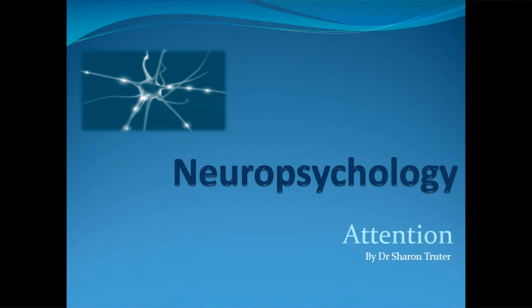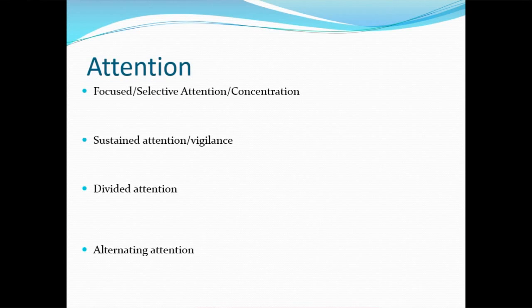So let's start with attention. There are four different types of attention that are mentioned in your textbooks. You've got focused or selective attention, which is the same as concentration. Sustained attention, which is the same as vigilance. Divided attention and alternating attention.